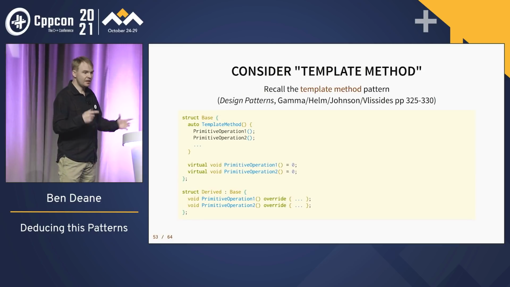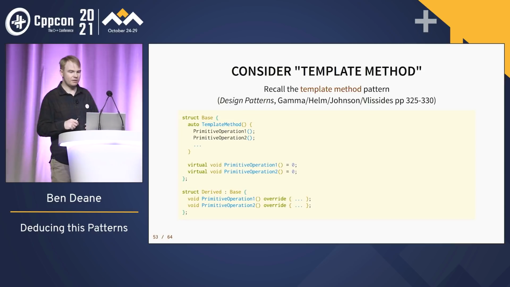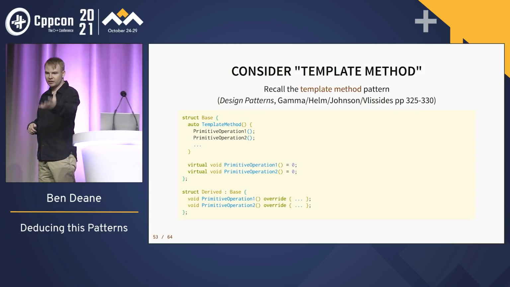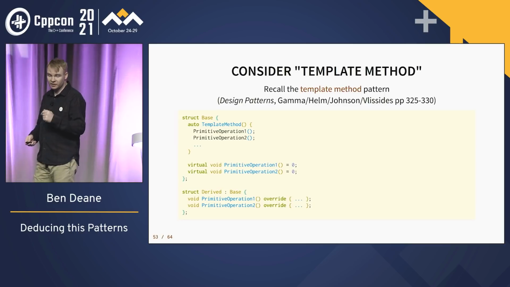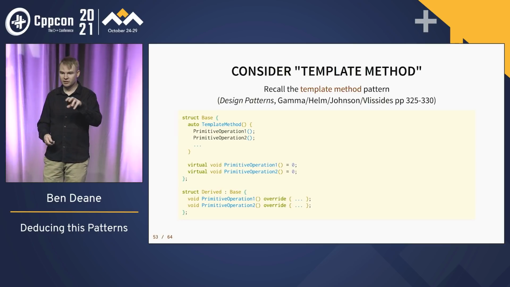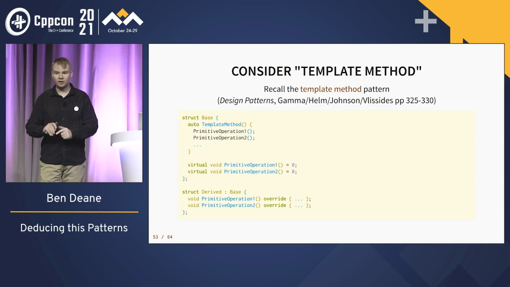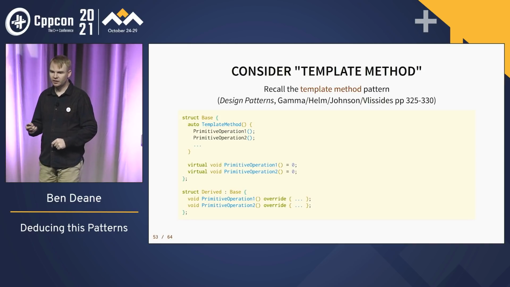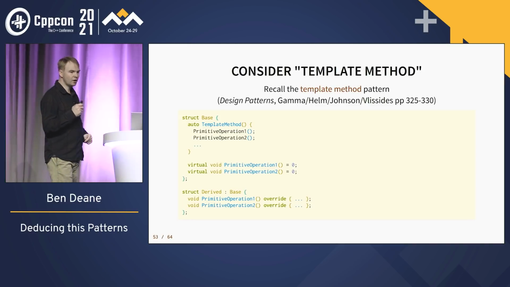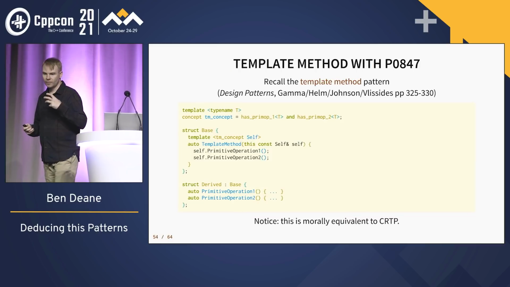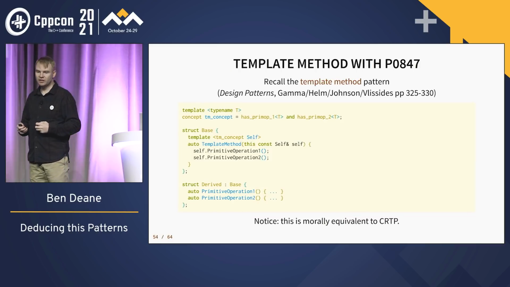So let's consider the template method, which is one of the classical design patterns from the Gang of Four book. In classical object-oriented style, it looks like this. You have your base and your template method, which your derived class implements. In a more compile-time static style, with P0847, it might look like this.